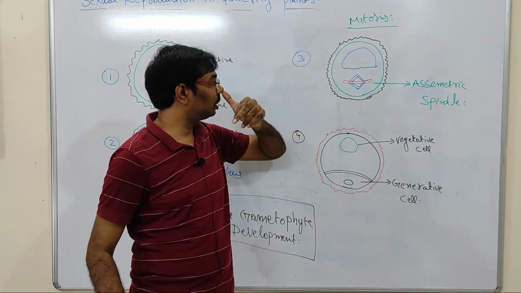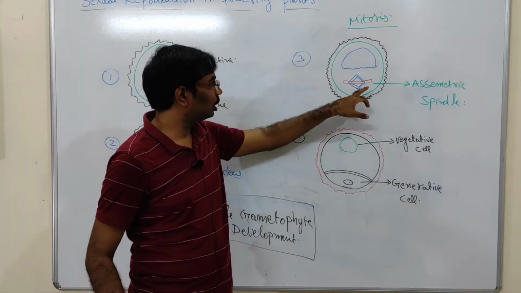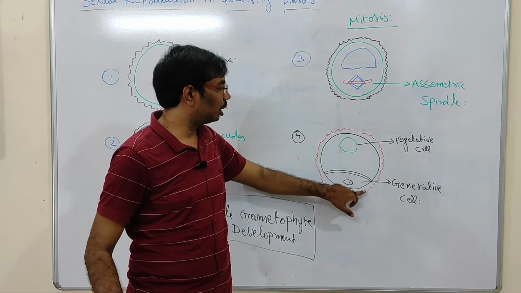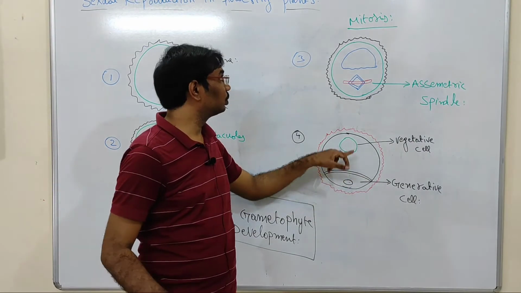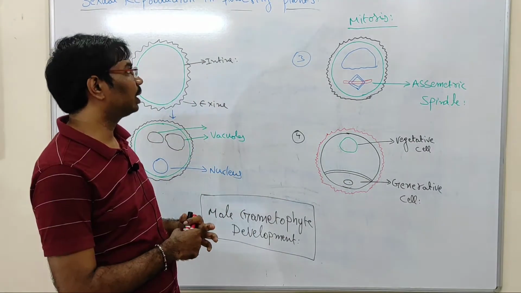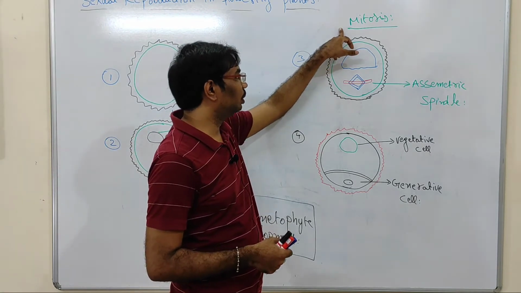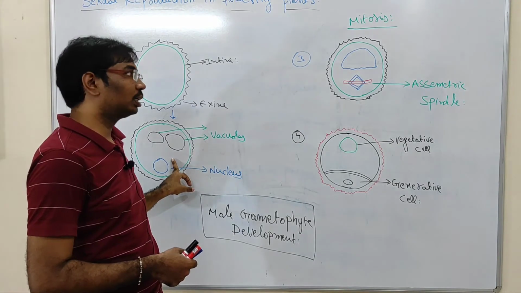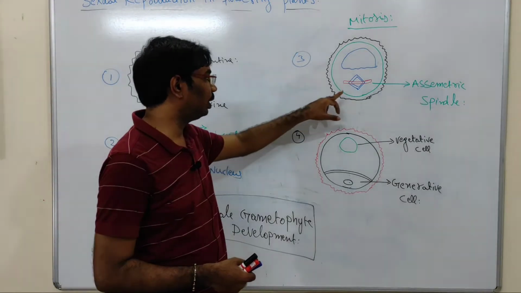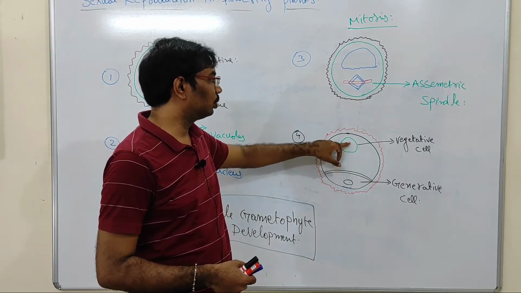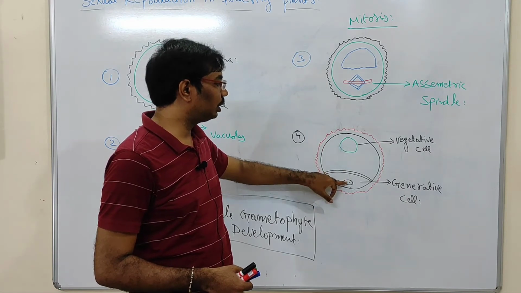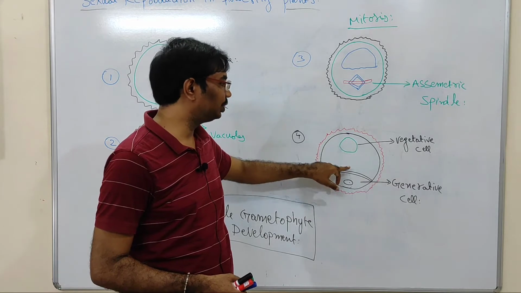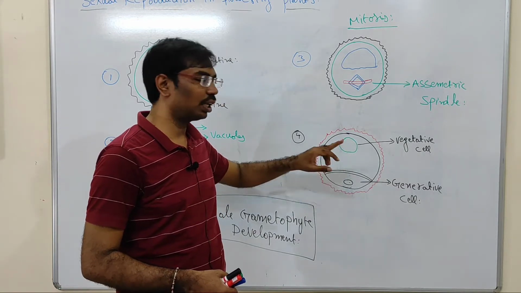After that, the nucleus divides, leading to the formation of one vegetative cell and another, the generative cell. How is it divided? Because of mitosis. Because of the mitosis process, the one nucleus present in the pollen grain is divided into two cells. What are the two cells? One is called the vegetative cell and the other is called the generative cell.